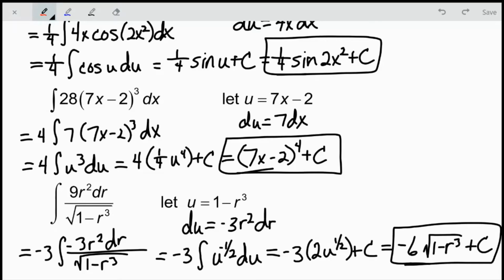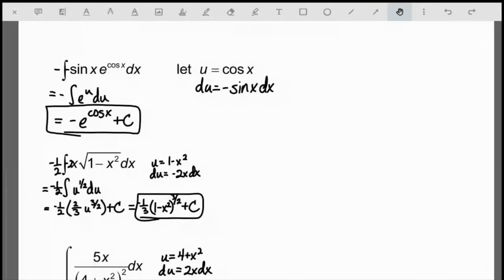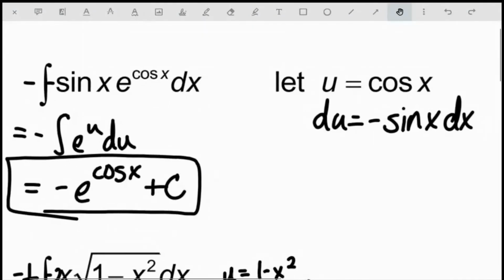So in the end, don't forget about the negative 3 out in front. I end up with negative 6 u to the 1/2 plus c, and then just back substitute in for that u. Okay, so again, fairly simple once you understand the process. And then here's the last one. This one was pretty simple.